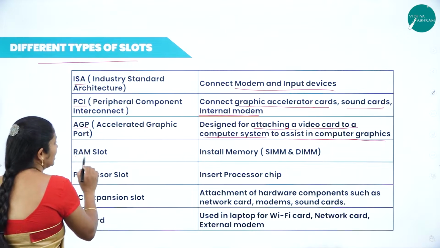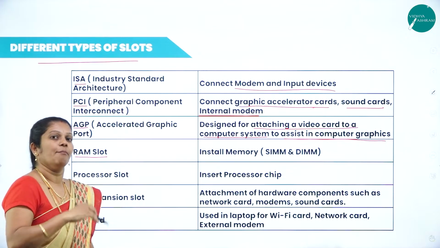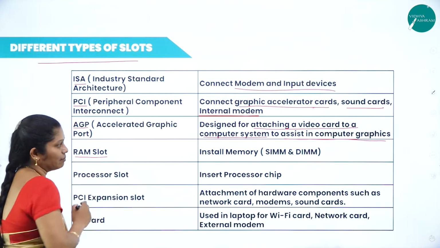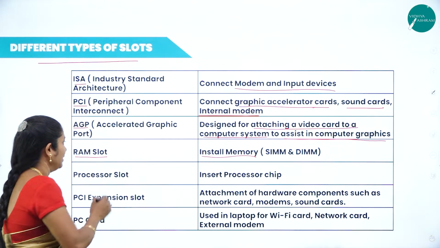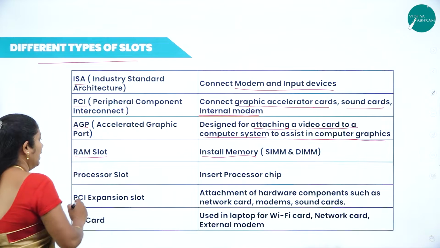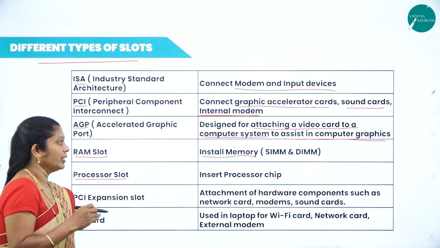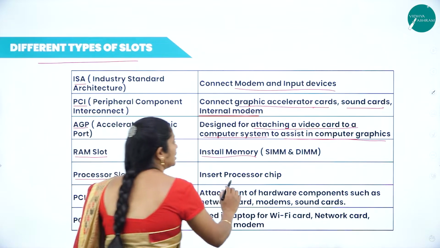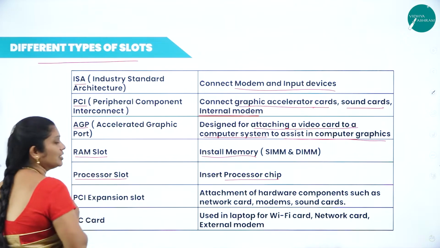The next one is RAM slots. RAM means memory. To increase the memory, we need this RAM slot to install additional memory. Next one, processor slot. This processor slot helps to insert the processor chip. Especially to insert the processor chip, we need this slot.